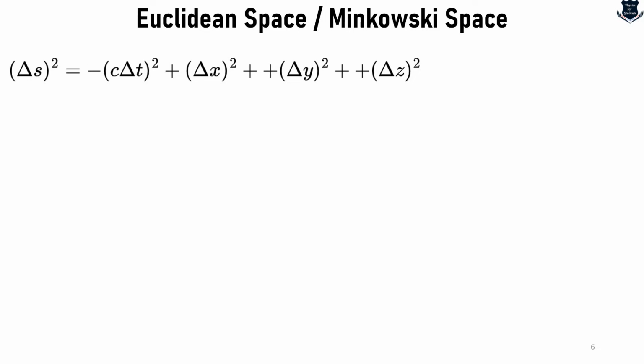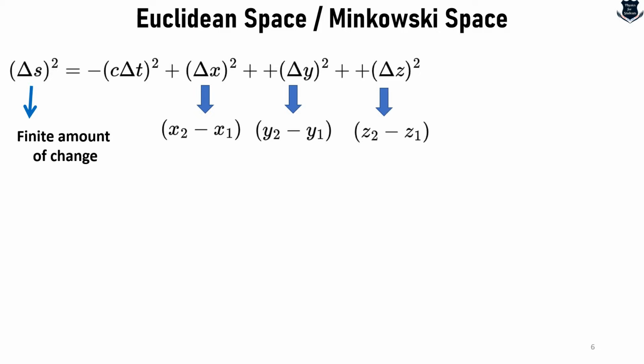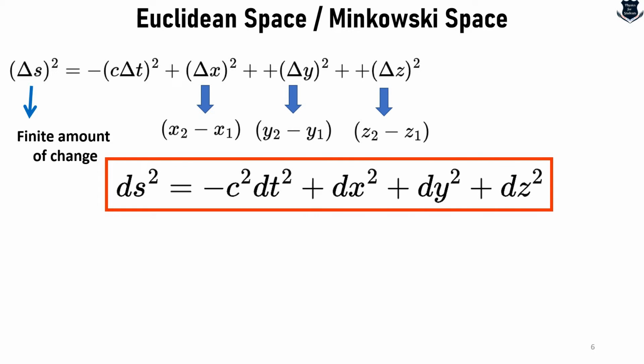So here it is, I have mentioned delta s squared, which is definitely a finite amount of change, equals minus c delta t squared plus delta x squared plus delta y squared plus delta z squared. All of these means what? Delta x is basically a perceptible finite difference, x2 minus x1, y2 minus y1 and z2 minus z1. But because we deal with infinitesimally small distances in terms of using differential calculus on a manifold, we have to get this equation. All these are the same except that they're replaced by the differential distance d.